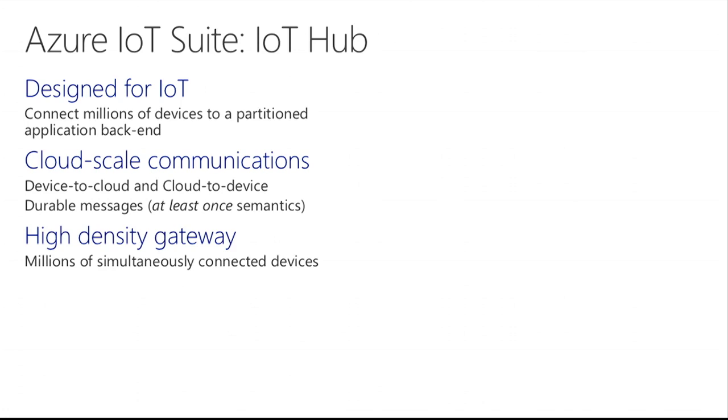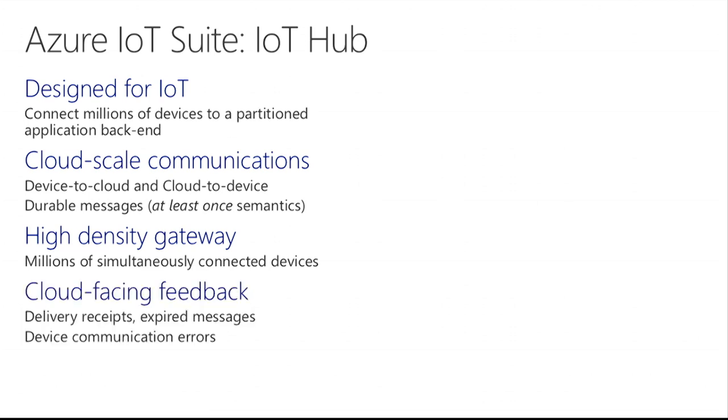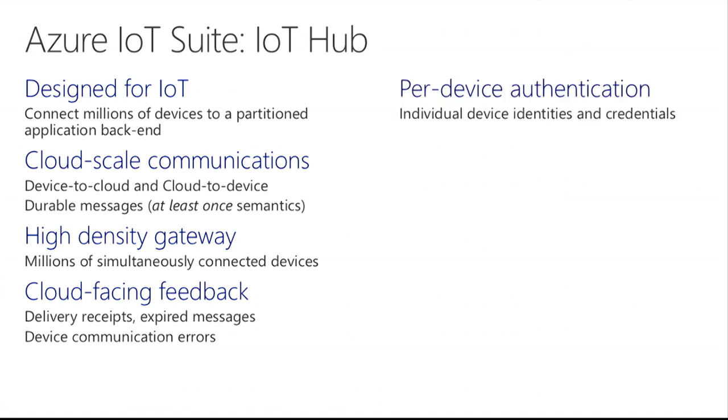IoT Hub supports a high-density gateway that allows millions of simultaneously connected devices. This is very important when you actually have lots of devices and you need them to be reachable at any point in time. IoT Hub supports cloud-facing feedback regarding delivery receipts and expiration of messages, and also for any device communication errors. This is fundamental in IoT solutions.